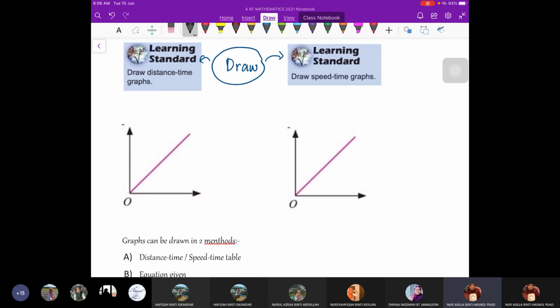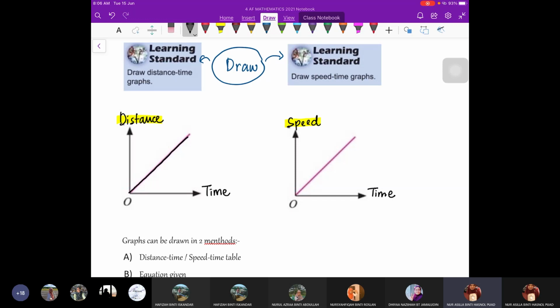Okay, so the x-axis for distance time graph will be time. Okay, and the y-axis will be distance. So speed time graph, the x-axis will be time and the y-axis will be speed. Okay, two difference dia. Satu adalah y-axis dia, satu distance, satu speed. Okay, so what does the graph give you? Distance.